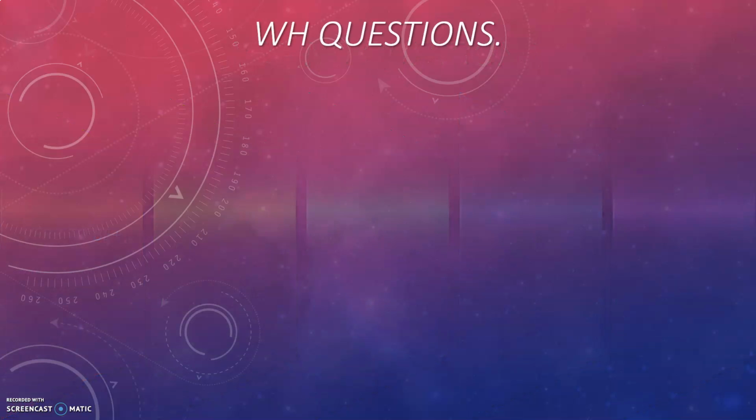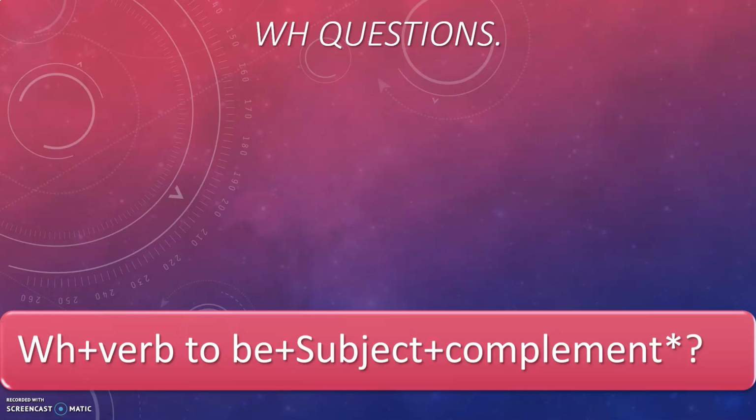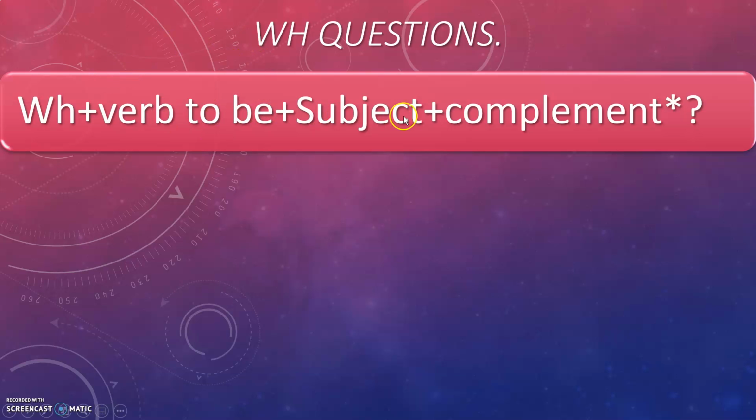Okay, now about double H questions, in here, as you will see, there is just a subtle change. First of all, this is the formula for double H questions: double H, verb to be, subject, and the complement. Now in the case of the complement, guys, in this kind of questions, sometimes there is no complement, and that's okay. It doesn't mean that the question is not correct. It is just that the question is like that. So don't worry if there is a question which doesn't have a complement.